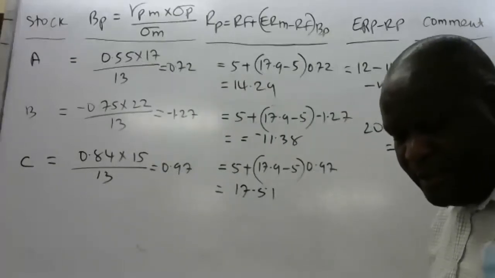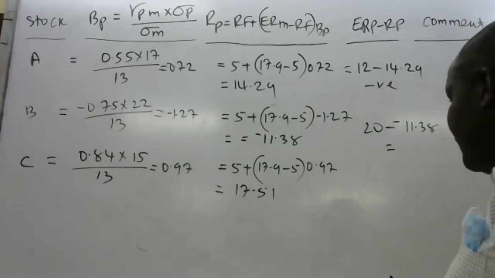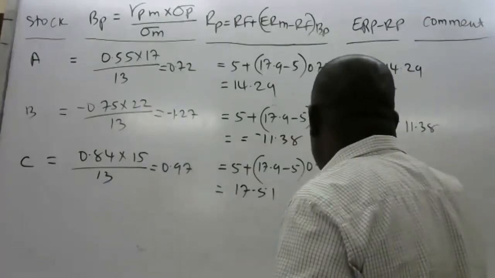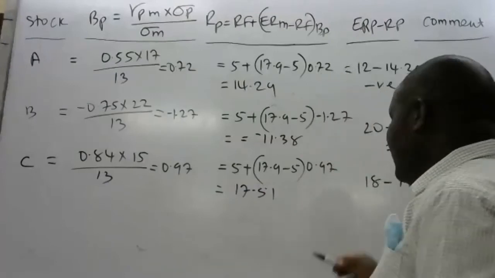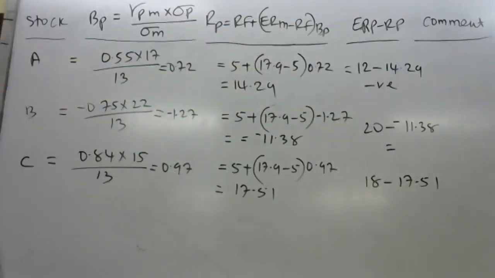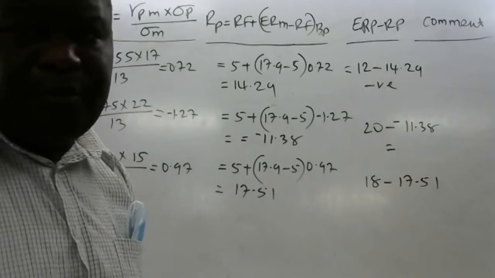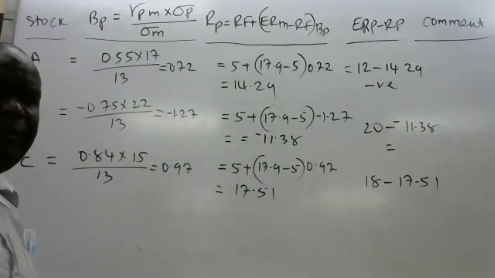When it comes to this portion, this one was given as 18, minus 17.51. So even that one is super efficient, because it is positive.